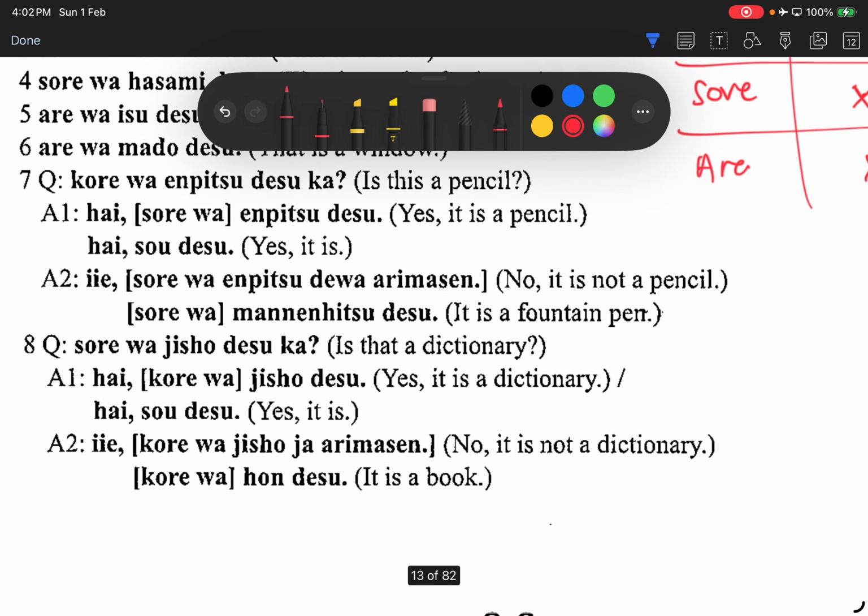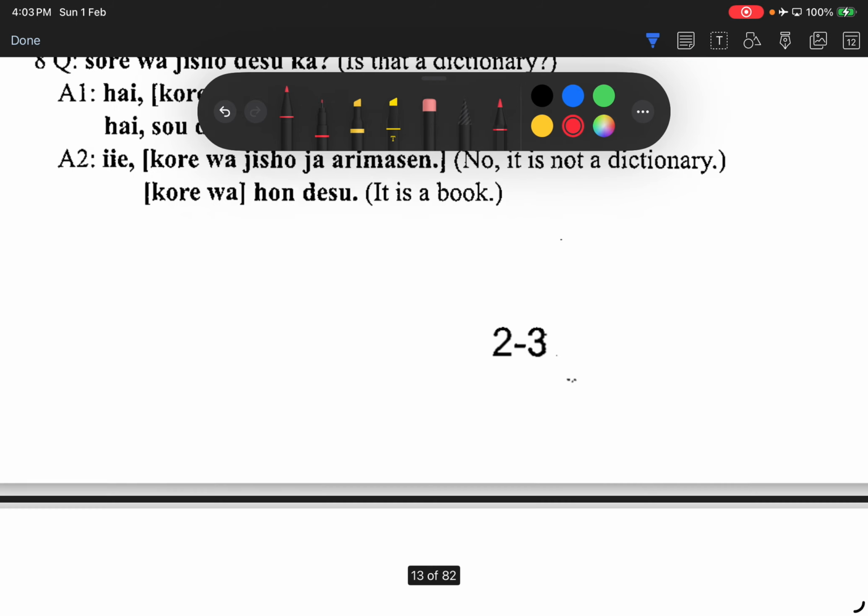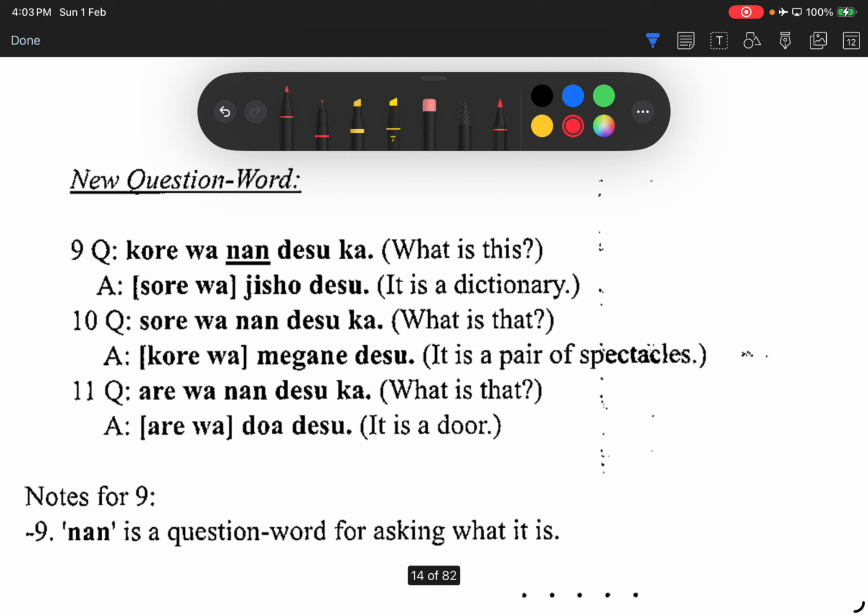はい、辞書です。はい、そうです。いいえ、辞書じゃありません。いいえ、本です。Very straightforward. Moving on to the next page, we have this new question word. Previously we learned who. Who is donata. Now we learn what. Right, our 5W1H, what. So this is nan. Okay, これは何ですか? Nan, how to write it in Japanese kanji is like that.